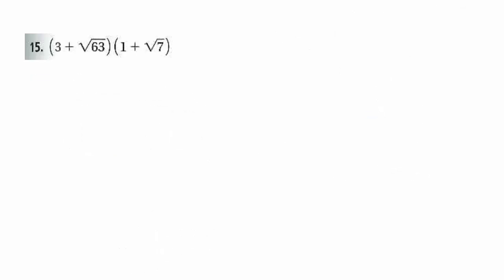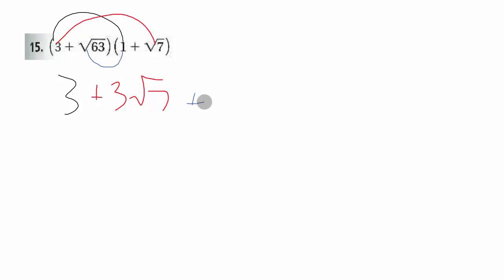All right, for this one, it's just practice with multiplying two binomial expressions. So I could do the rectangular method, but I'm just gonna do what most people call the FOIL method here. So those two together is 3. This is plus 3 root 7. And then now distribute this, that's plus square root of 63. And then distribute this last one. That's plus, I'm just going to write it out, square root of 63 times square root of 7.